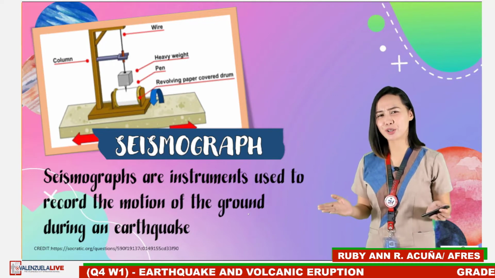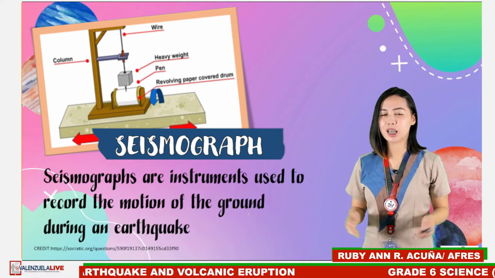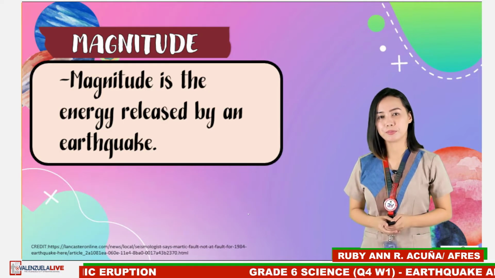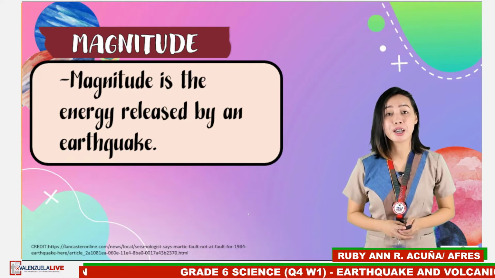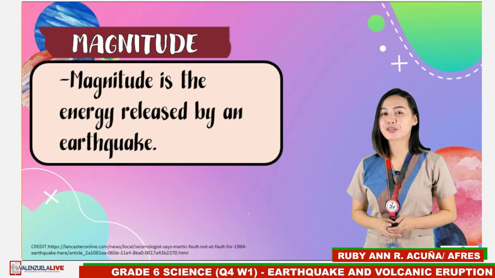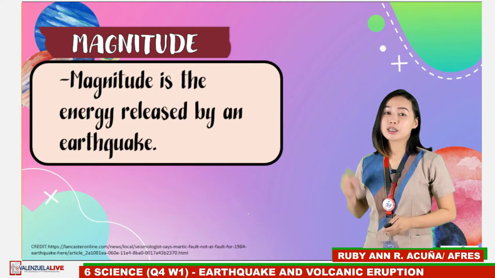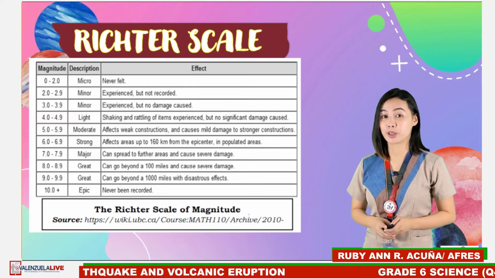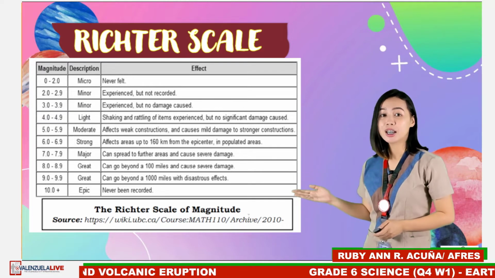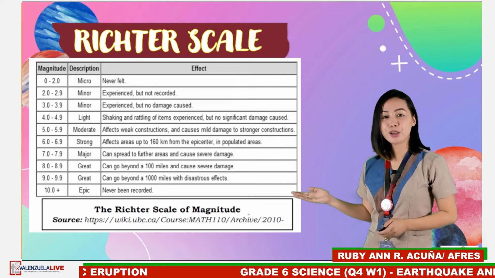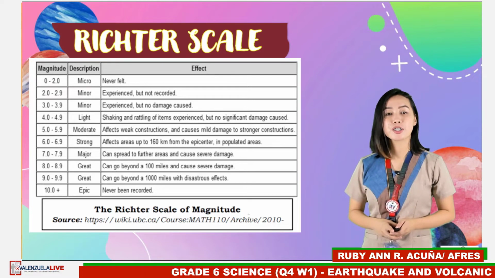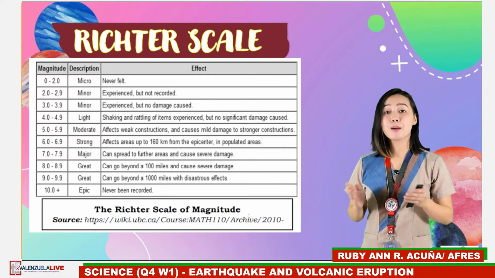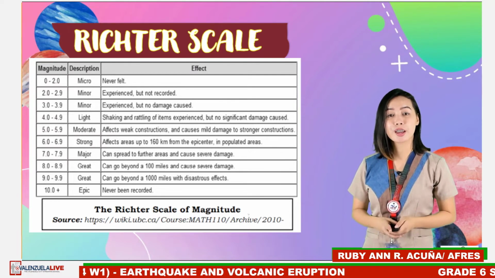So how can we measure earthquakes? Magnitude is the energy released by the earthquake. Magnitude is measured by using the Richter scale. The Richter magnitude scale is used to describe the strength of an earthquake based on the height of the waves measured in the seismograph. The Richter scale of magnitude was created in 1935 by the American seismologist Charles F. Richter.